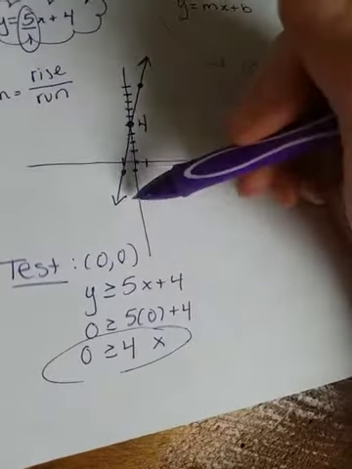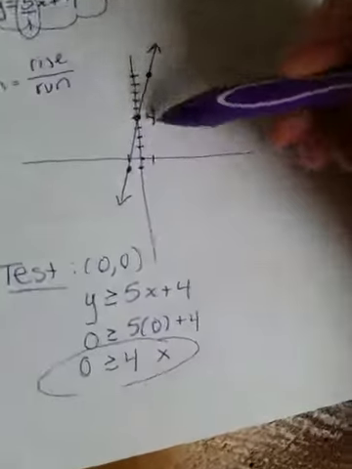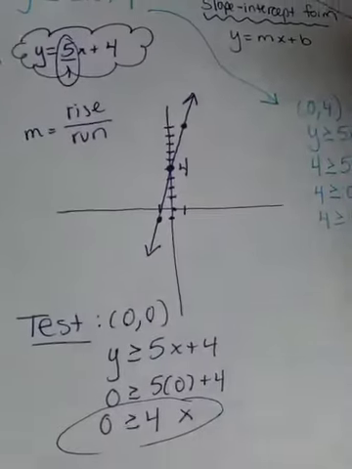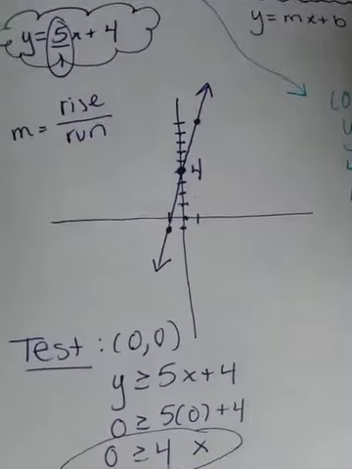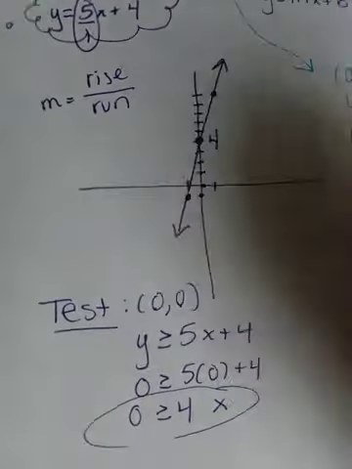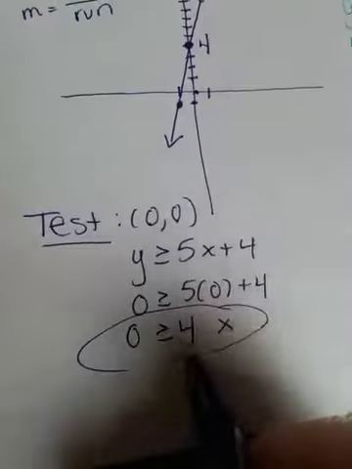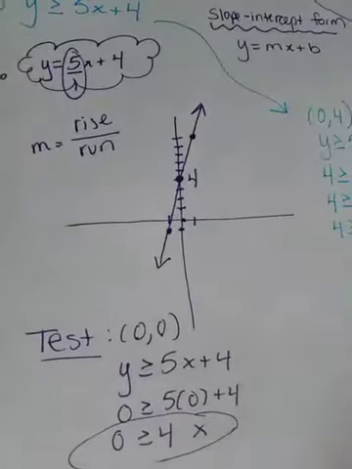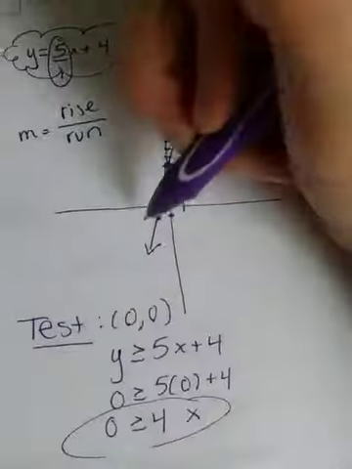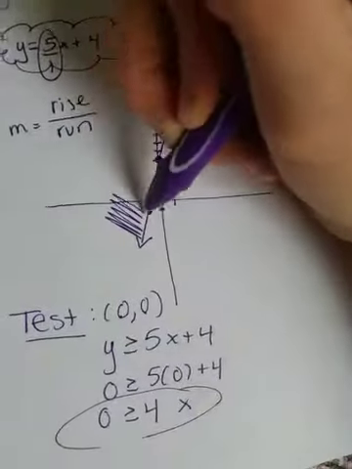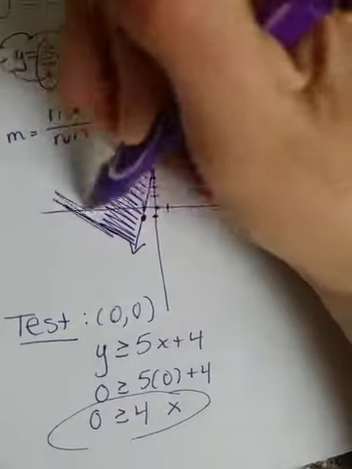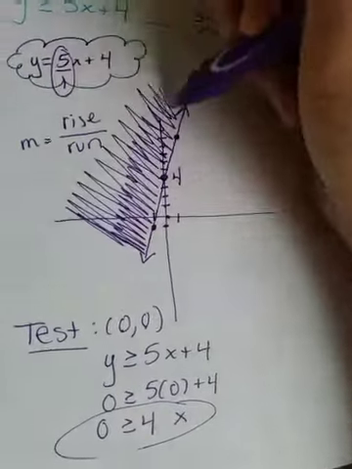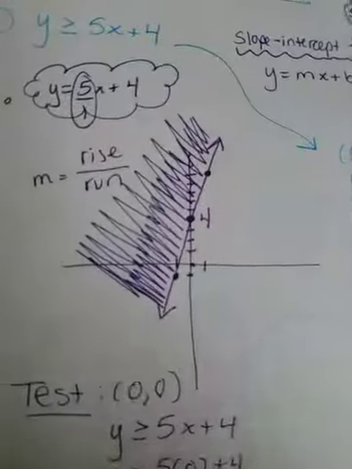It also means that any other point to the right of the line would not be a solution. You could sit here all day and pick any point to the right of this line and it wouldn't work. So what that means is when I come out with a false statement like this, I have to shade the opposite side of the line. So in this case, I'm shading to the left of the line. And again, this would go on forever, but that's enough to draw in.